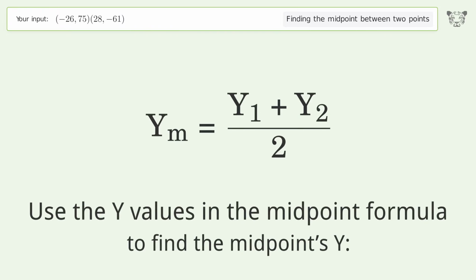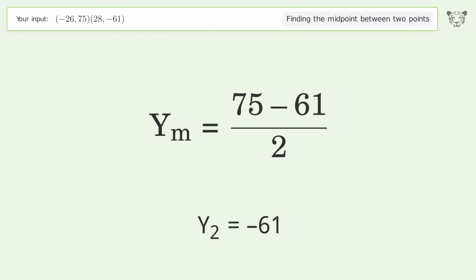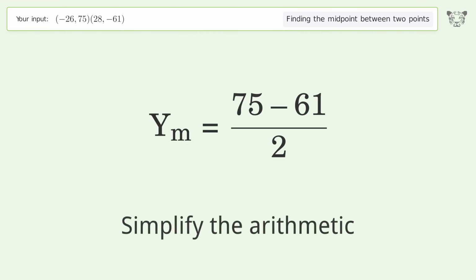Use the y values in the midpoint formula to find the midpoints y. y1 equals 75. y2 equals -61. Simplify the arithmetic.